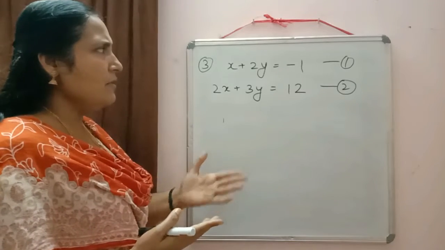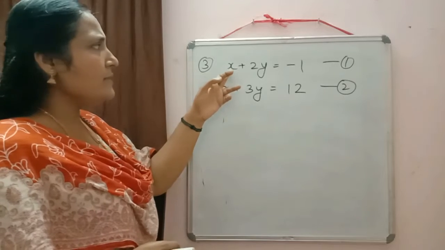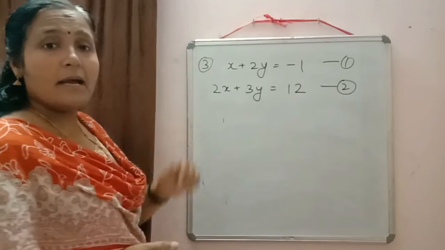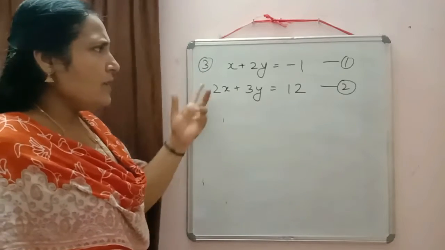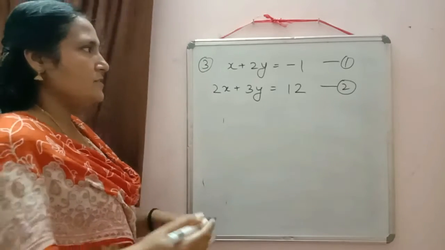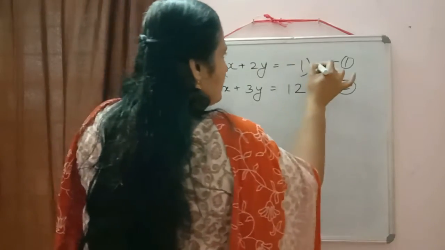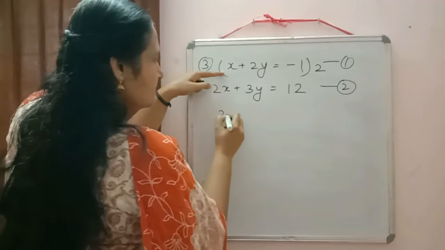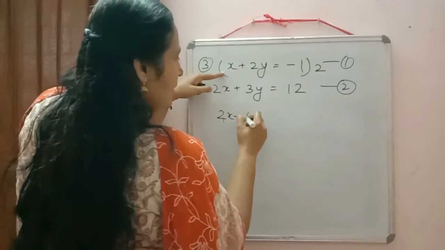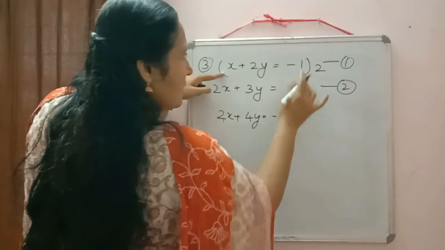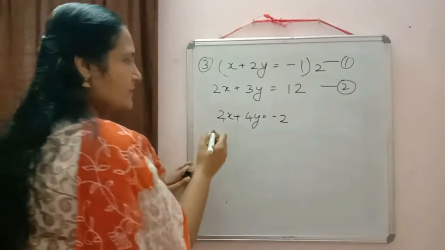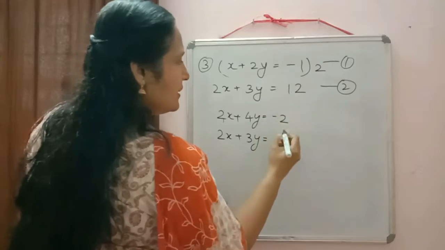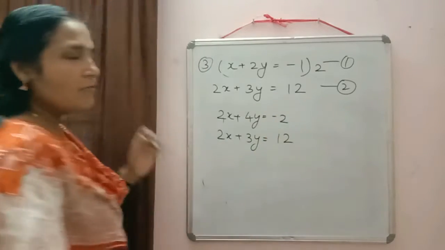What we have to do? We'll just make this, to make this coefficient equal to 2. What we have to do? Yes, we will multiply equation 1 by 2. Only one time we have to do multiplication. So we are multiplying equation 1 by 2. So it will be equal to 2x plus 2 2s are 4y is equal to minus 2. And second equation already it is given 2x plus 3y is equal to 12. Now what we will do?